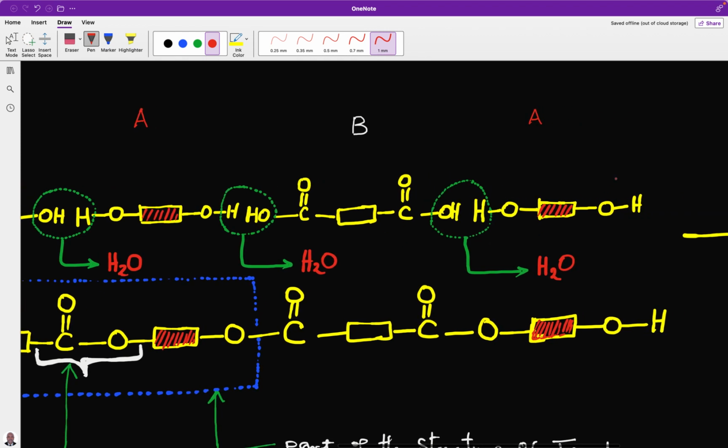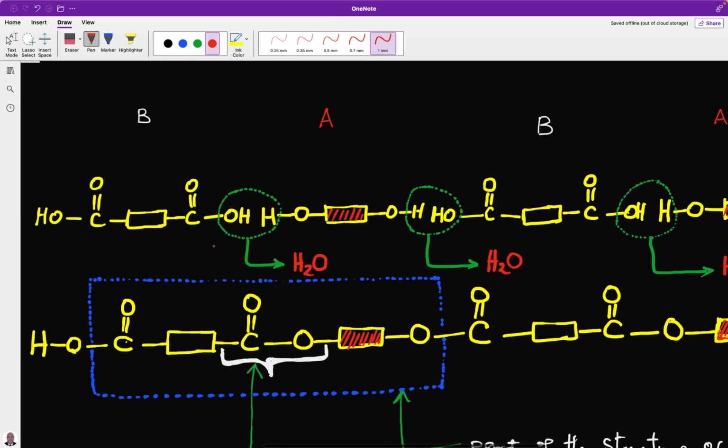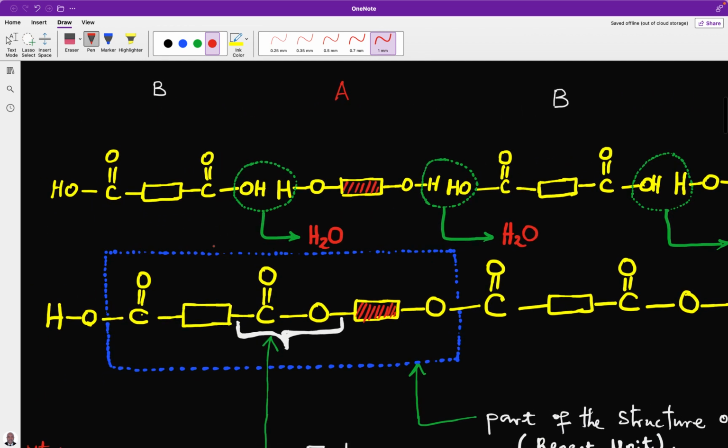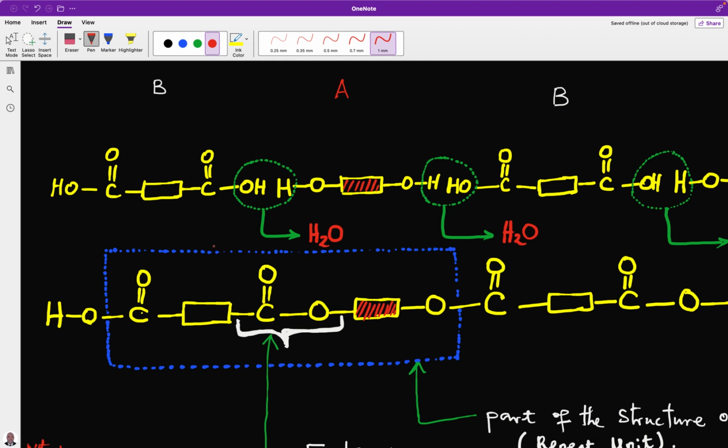Then later, molecule A again, that is a diol, also written there. Let me show you how the electrons, how the molecule of water is being eliminated, since it's a condensation reaction. When this OH of the dicarboxylic acid combines with one of the hydrogens of a diol, a molecule of water is being formed.